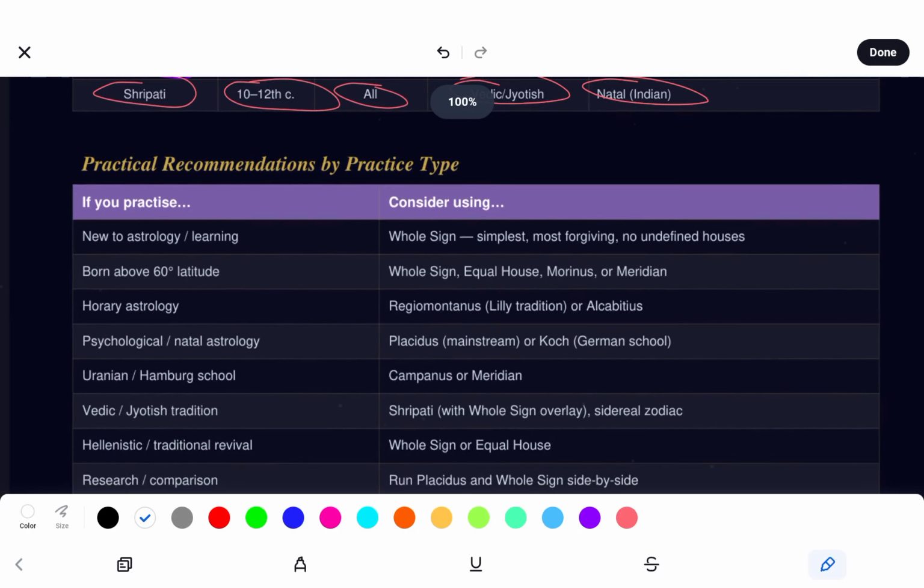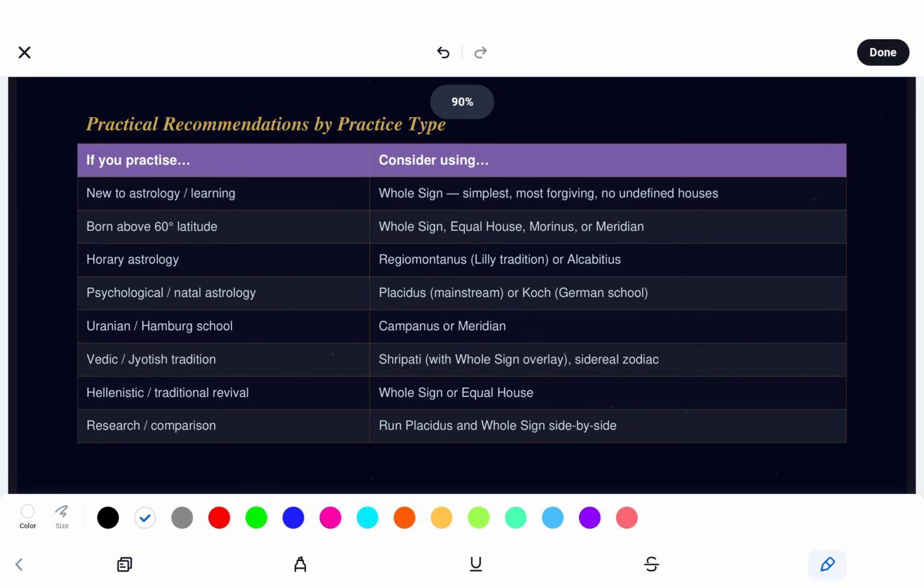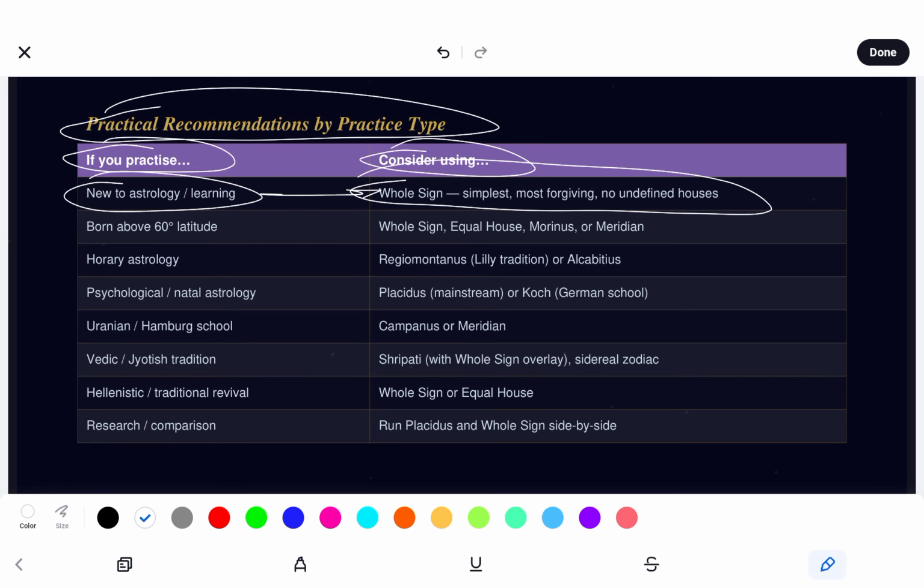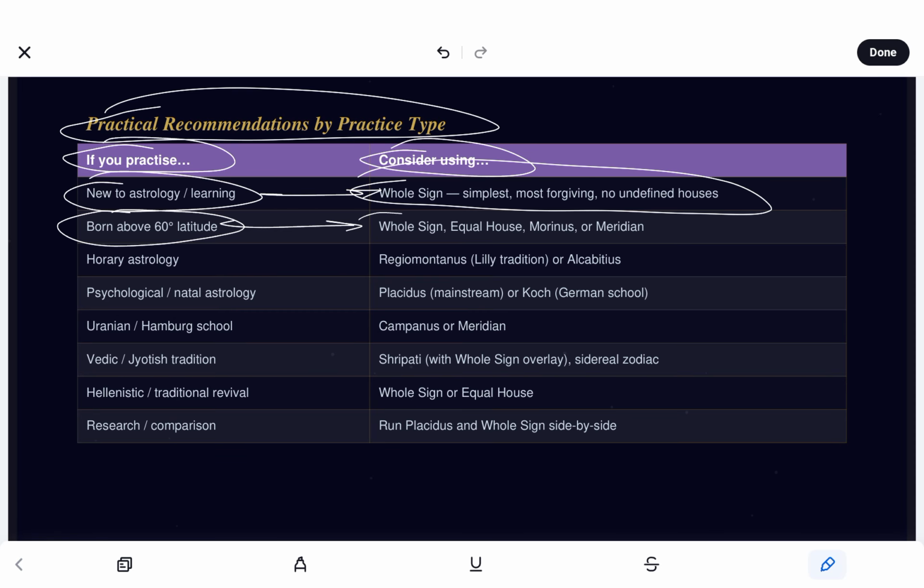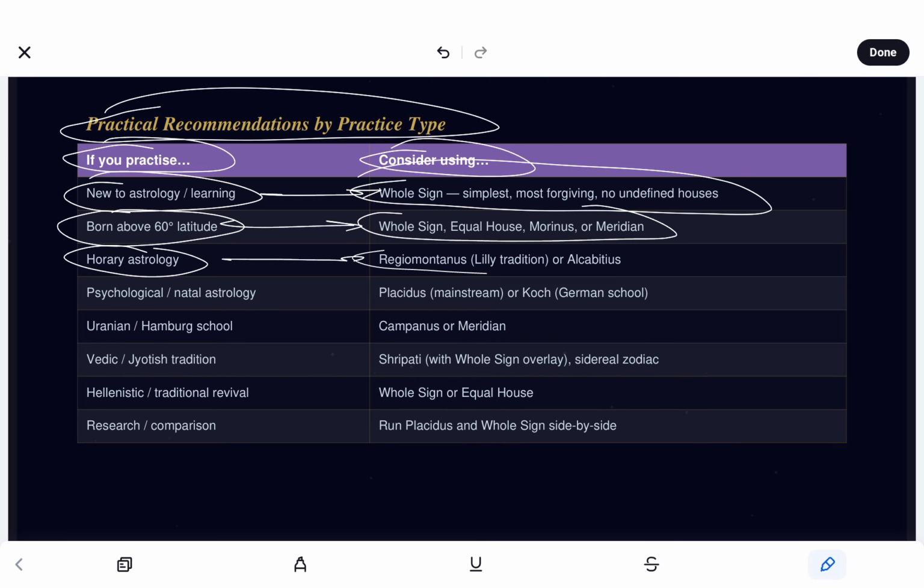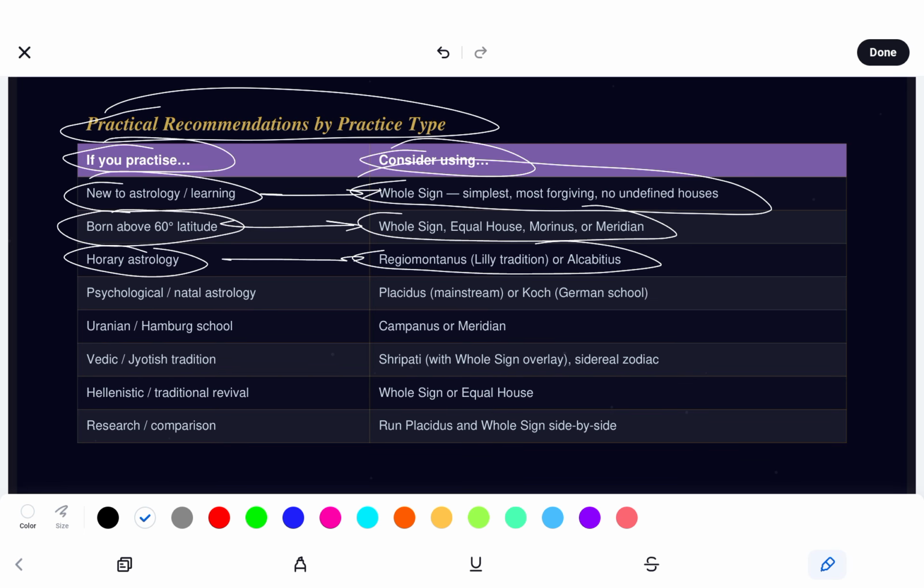So this is practical recommendations by practice type. So if you practice and consider using. New to astrology, if you're learning, use whole sign. It's the simplest, most forgiving, no undefined houses. Born above 60 degrees latitude, whole sign, equal house, Morinus, or meridian. Horary astrology, Regiomontanus, Lilly tradition, or Alcabitius.